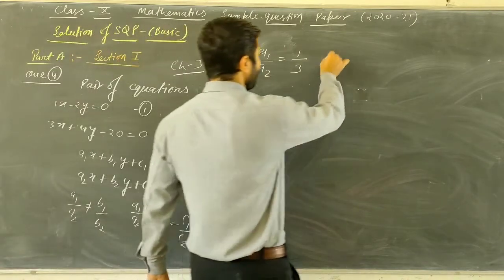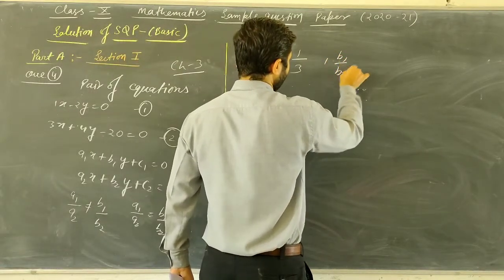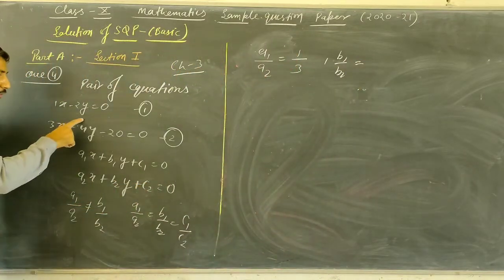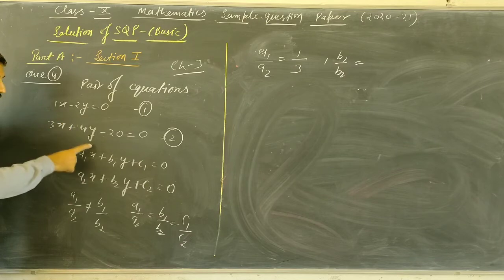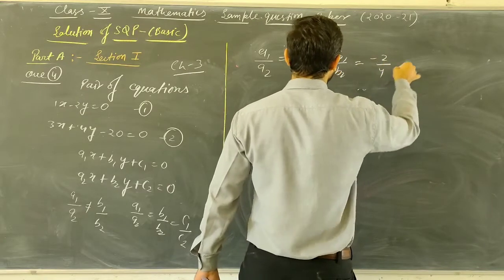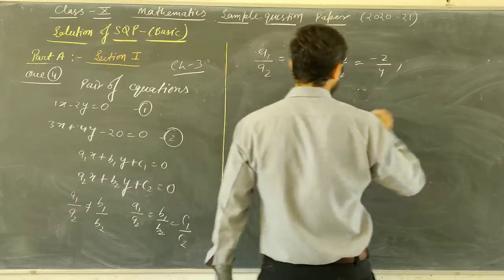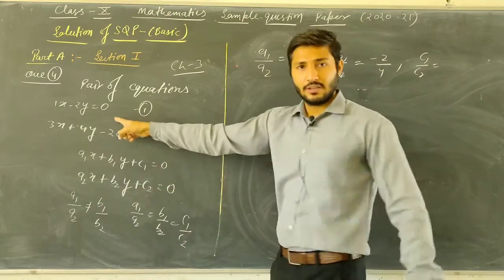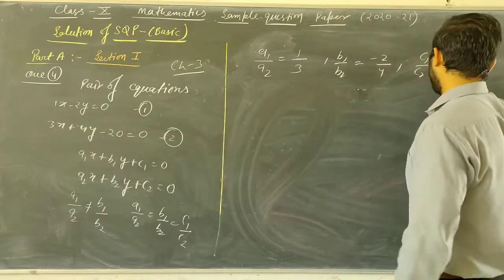Again b1 upon b2. When you compare b1 upon b2, what is the coefficient of y in this case? The coefficient of y is -2, and the coefficient of y in the second equation is 4. Then place here -2 upon 4. After this, c1 upon c2. For c1 upon c2, there is no constant term in the first equation, that's why it is 0.